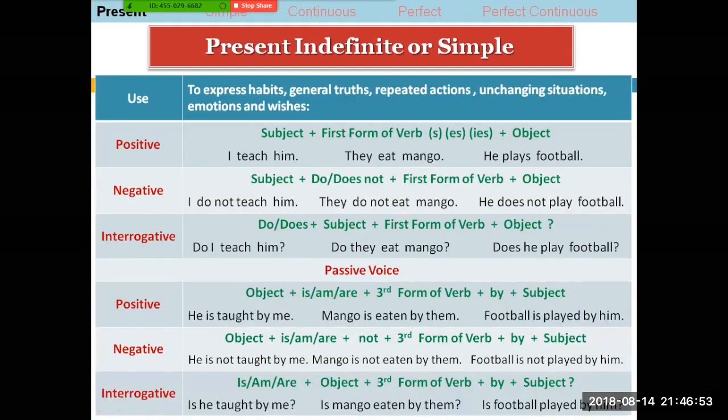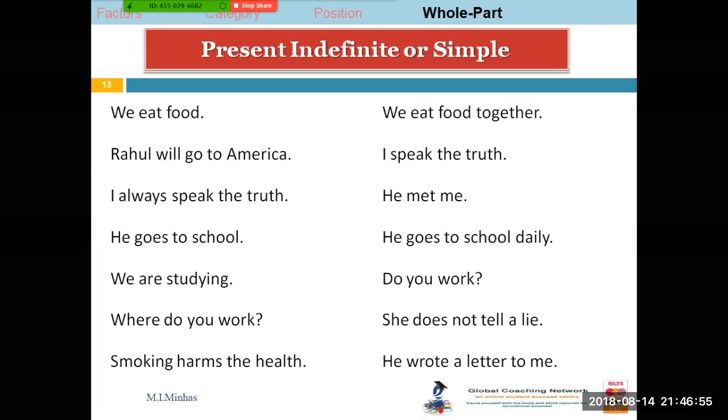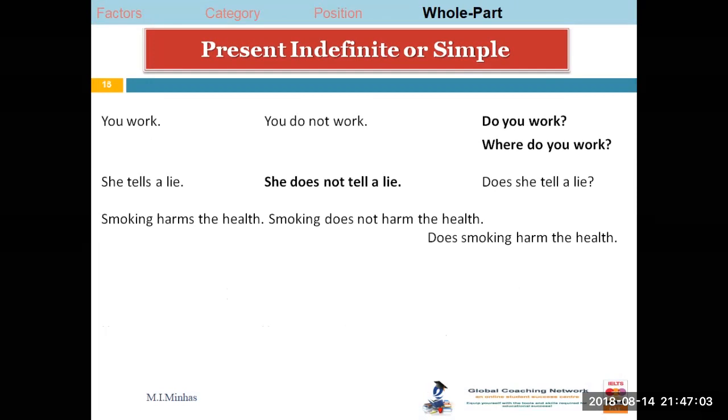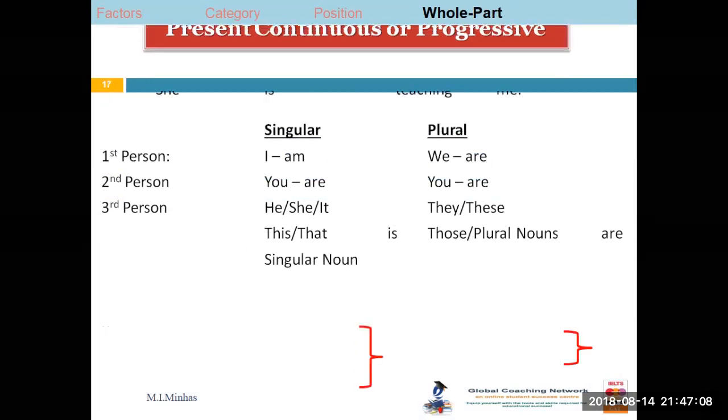Right now, I won't be talking about passive voice. I just want you to go ahead with simple form right now, and then obviously, once we are done with it, we'll talk about passive voice as well, inshallah, whenever we get time. So now, let's move forward.